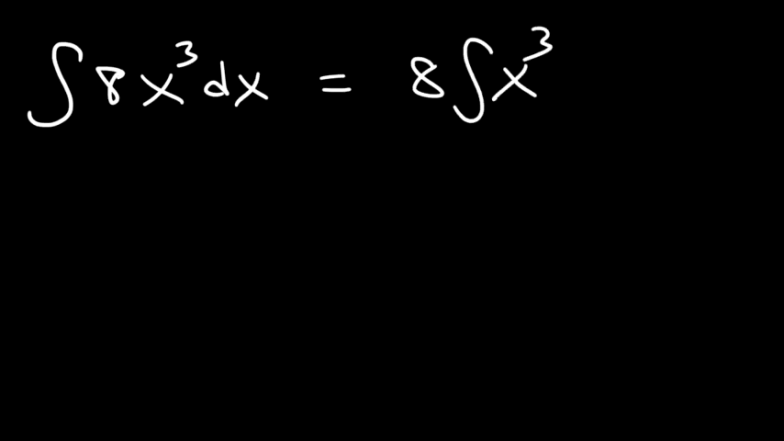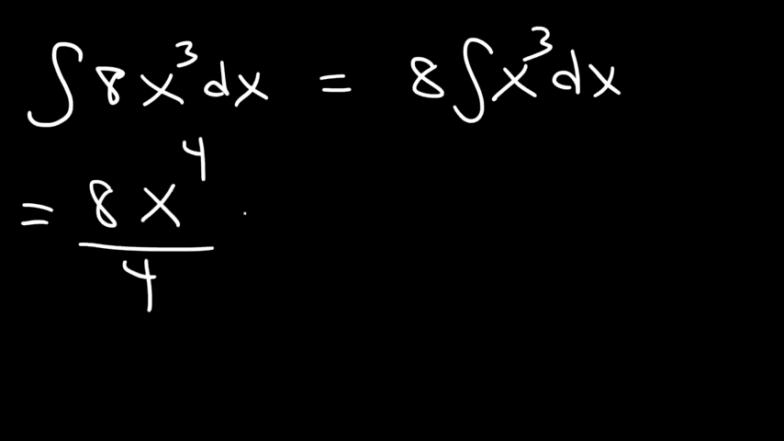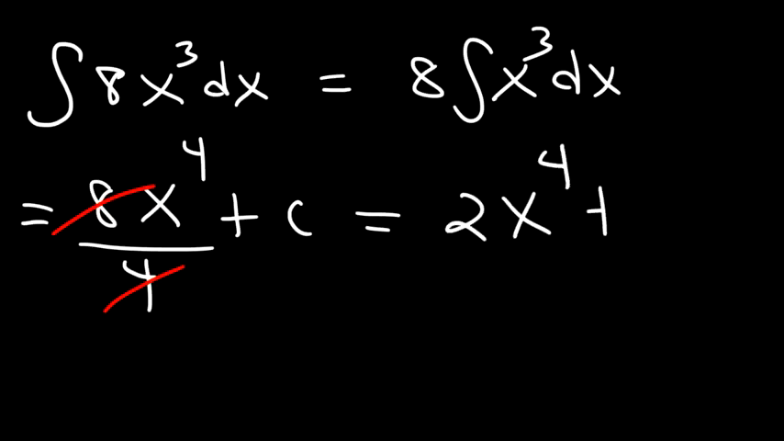Now what about this one? Let's say if this is 8x to the 3rd power. What's the answer for this one? Well, let's move the 8 to the front. And then let's find the antiderivative of x cubed. So 3 plus 1 is 4, and then let's divide by that result. And now we could simplify it. So 8 divided by 4, that's going to be 2. And the answer is going to be 2x to the 4th power plus c.